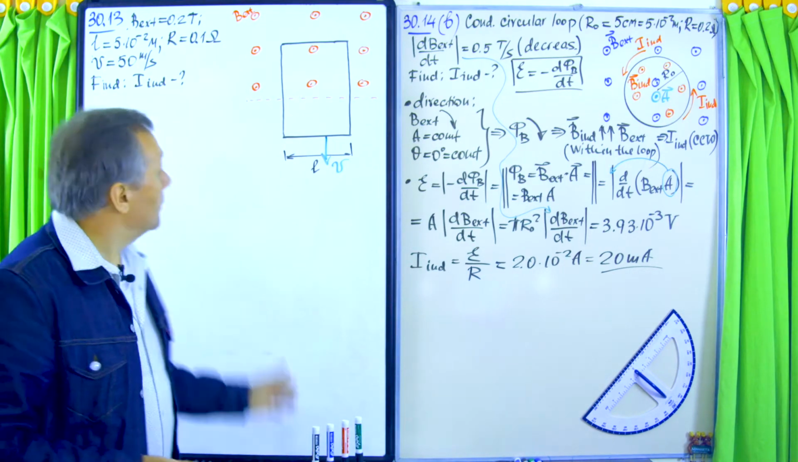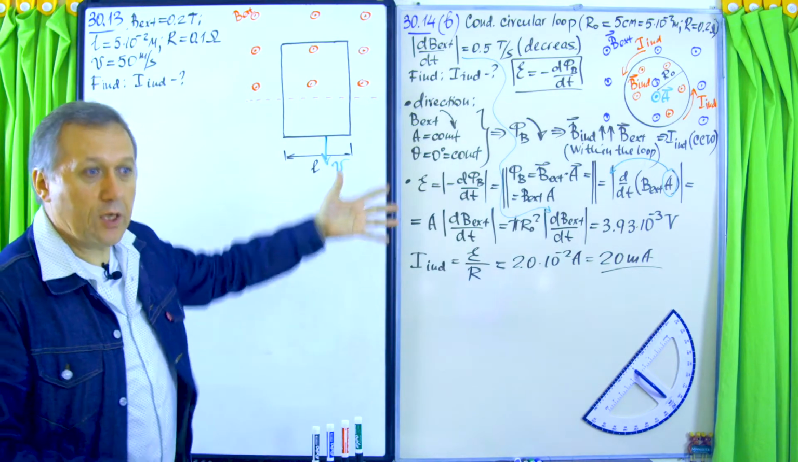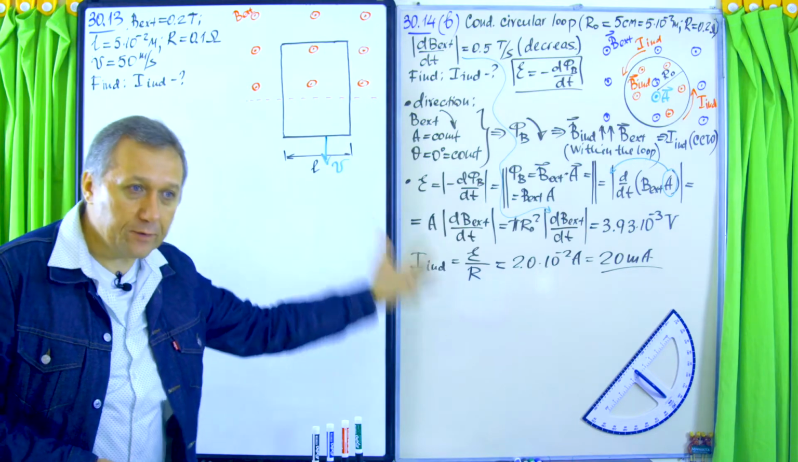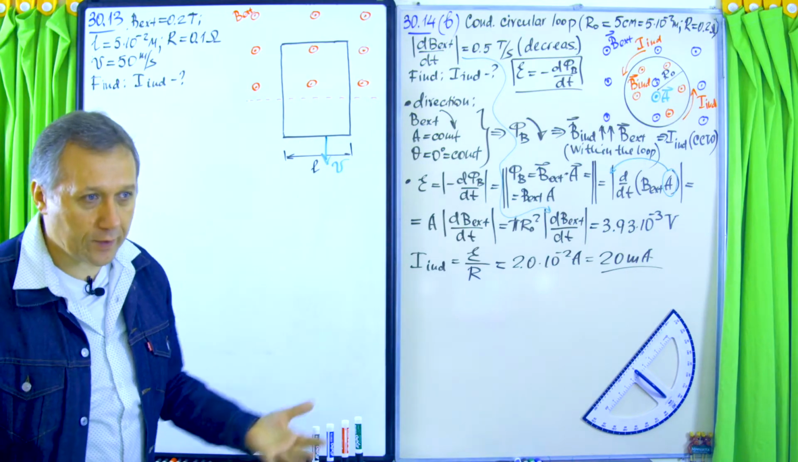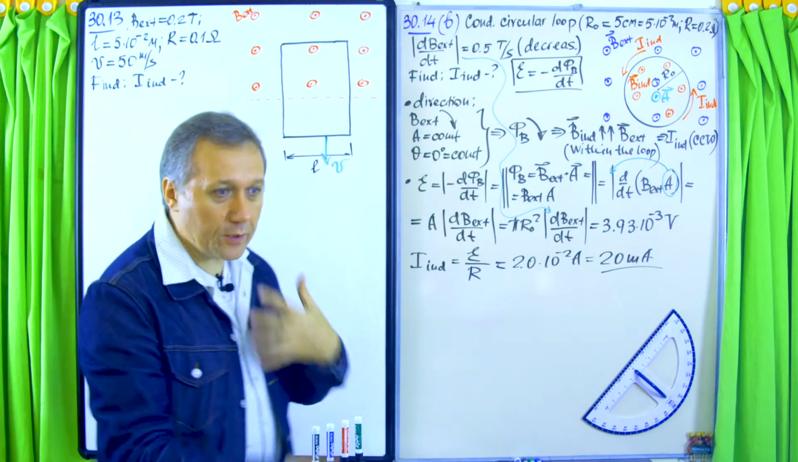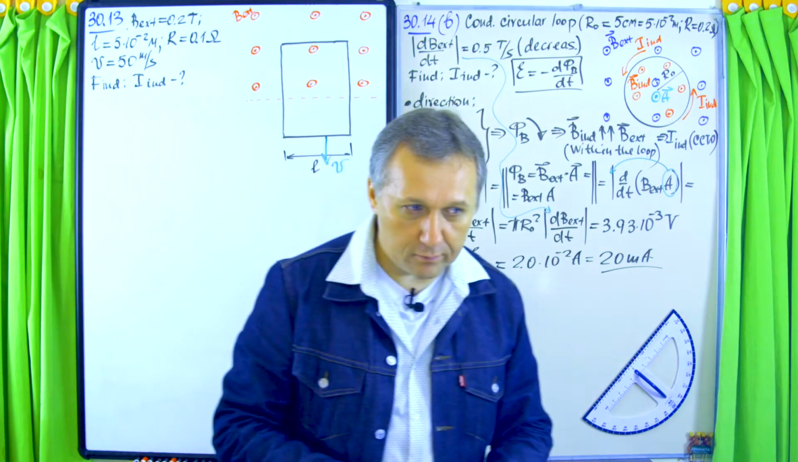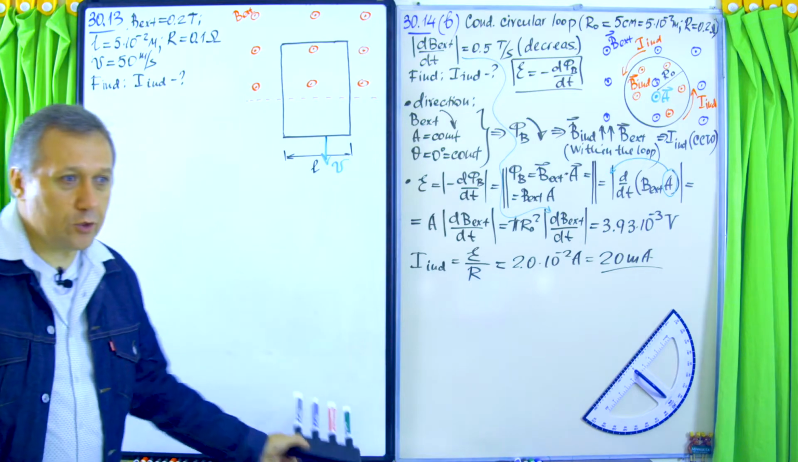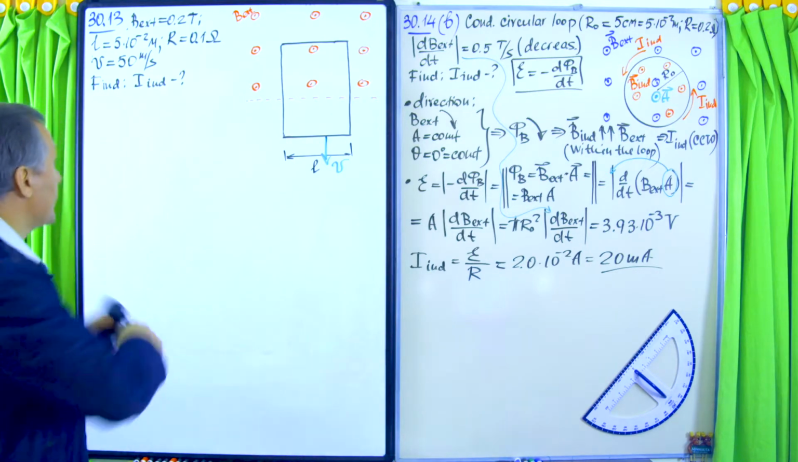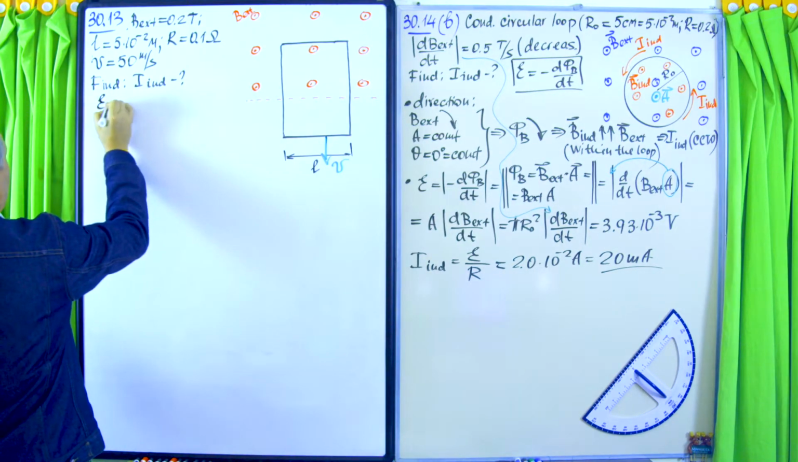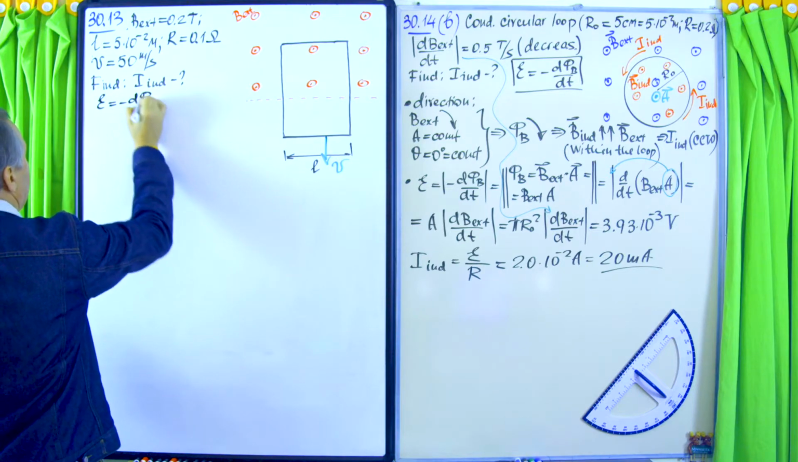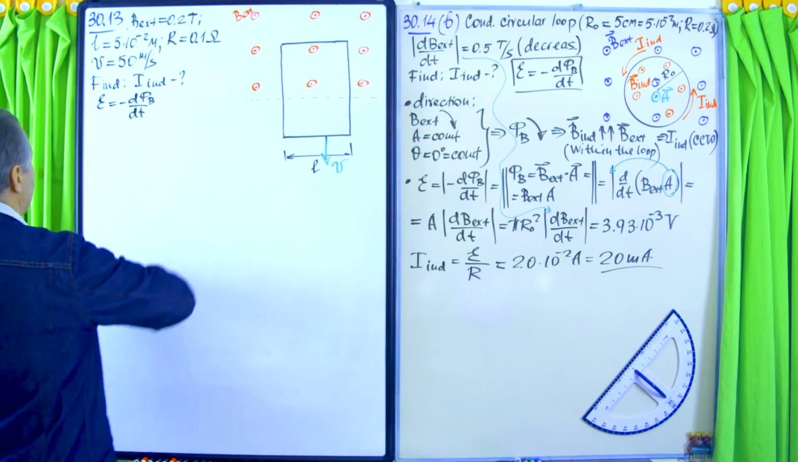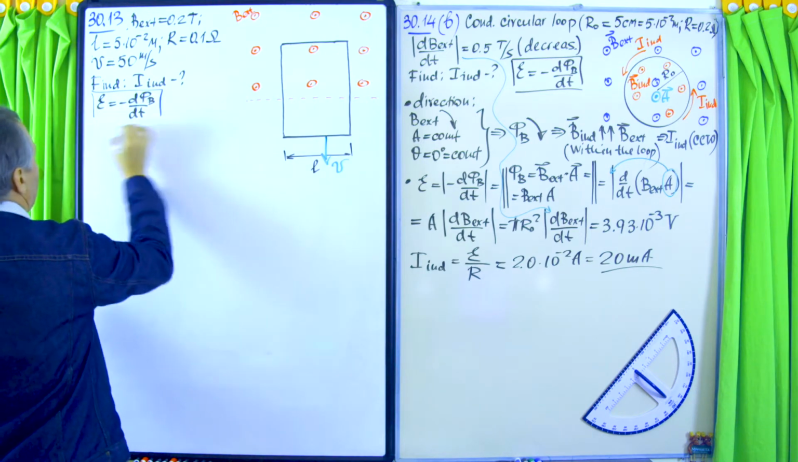So again, we have a loop exposed to the magnetic field. There will be magnetic flux. If that flux changes, of course, according to Faraday's law, there will be an EMF induced, and an induced current will be produced. So we just need to grab Faraday's law and start applying it. So let me write: EMF equals minus d phi over dt. That's the starting point.